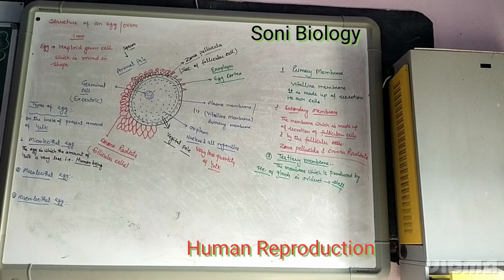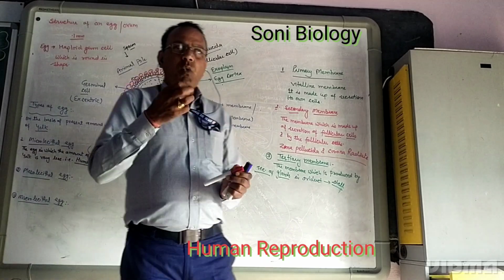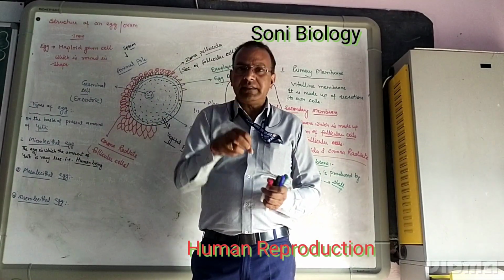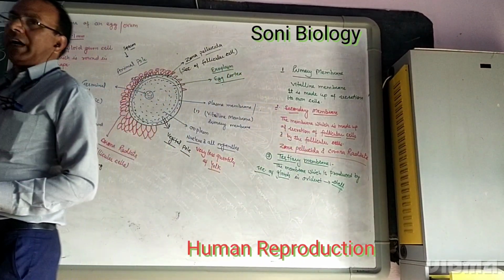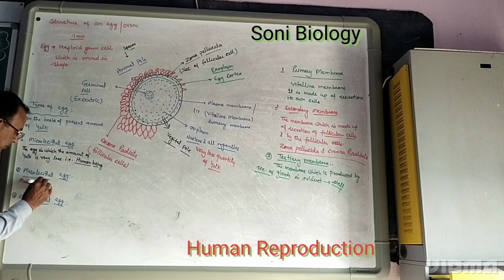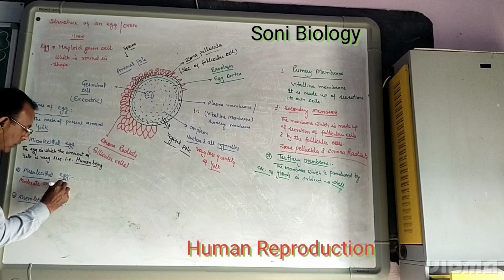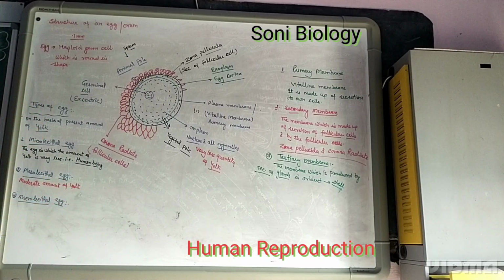Mesolecithal egg: the egg in which yolk is present in moderate quantity. It means the amount of yolk is less than the required quantity. Moderate quantity means middle, but the egg requires more, meaning there is not a sufficient amount of yolk present in the egg. That is called a mesolecithal egg. Moderate amount of yolk, neither excess nor less.